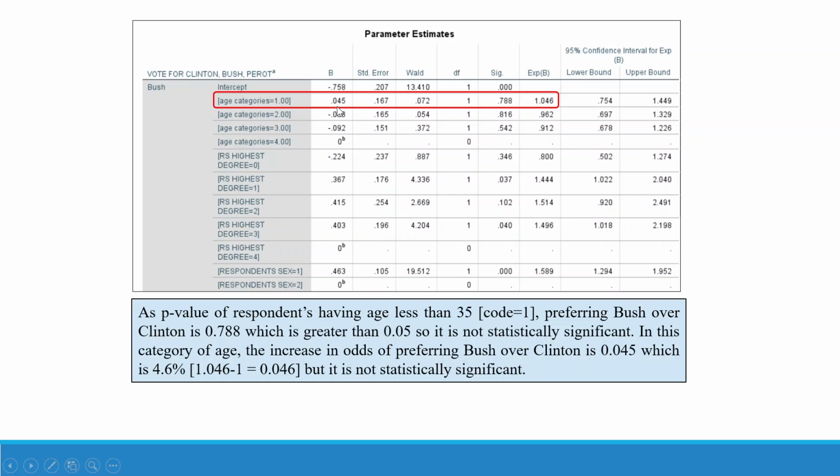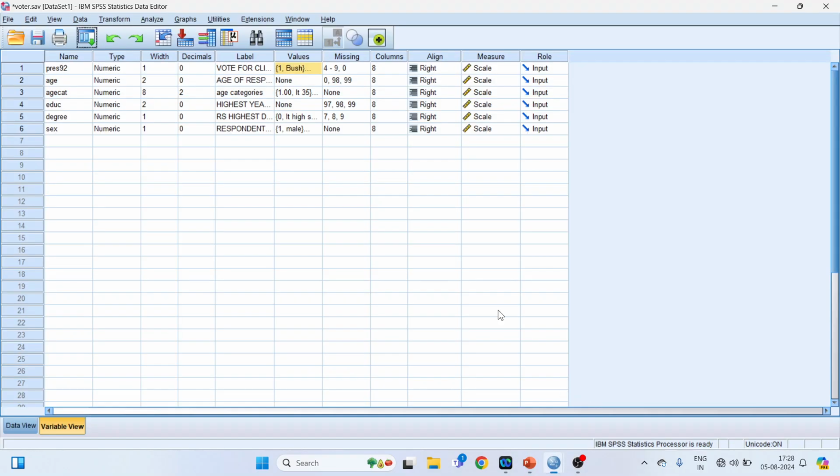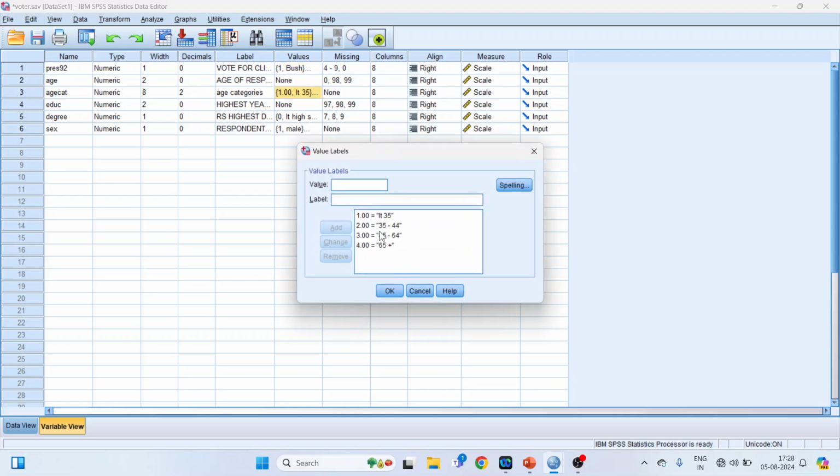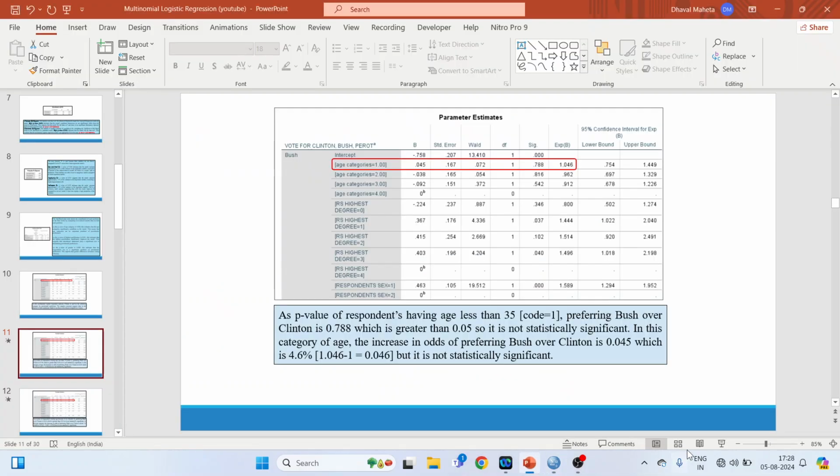The next is the age category 1. Beta is positive. P-value is more than 0.05 and this is the exponentiated beta. So we will write, as the p-value of respondents having age less than 35, so this one, code 1, age less than 35. Let's see. 1, the age less than 35. 2, 35 to 44. 3, 45 to 64. And 4, more than 65. So that's the reason we are writing this way.